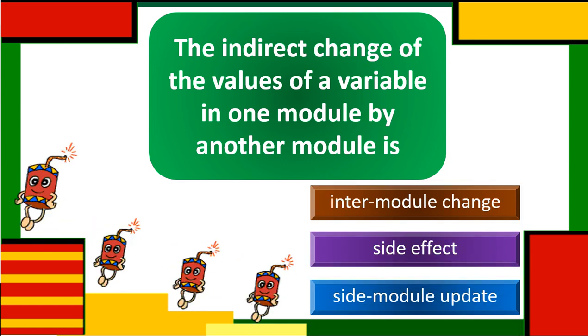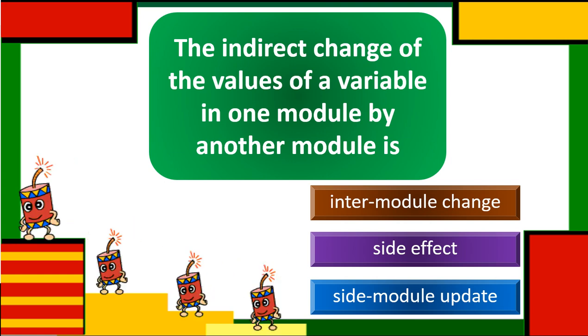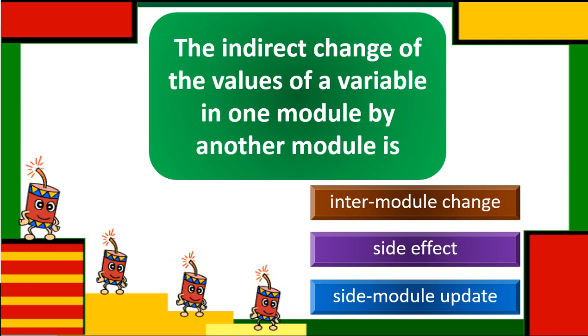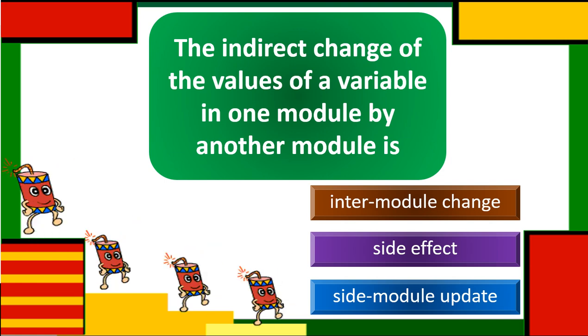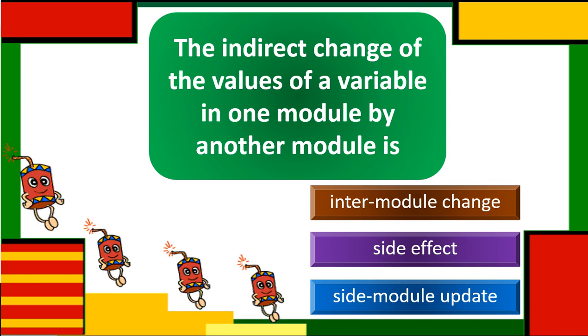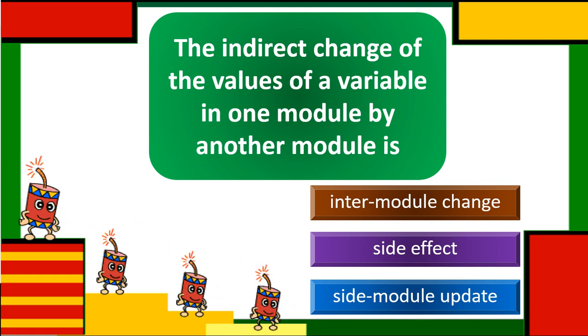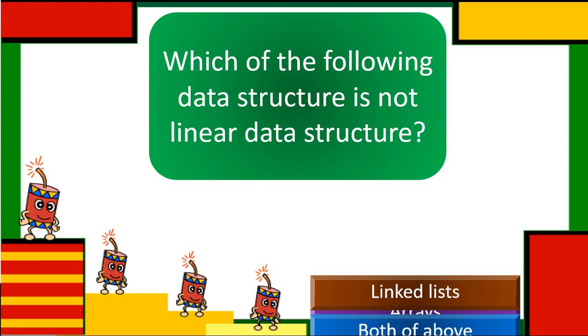Okay, so let's see the next question. The indirect change of the values of a variable in one module by another module is: intermodule change, side effect, side module change, or side module update. The correct answer is side effect. This is the correct answer.